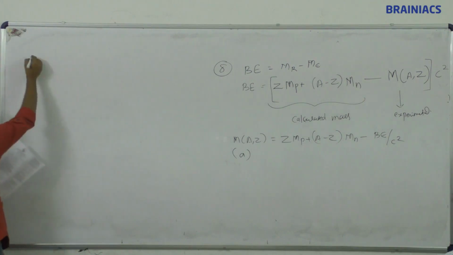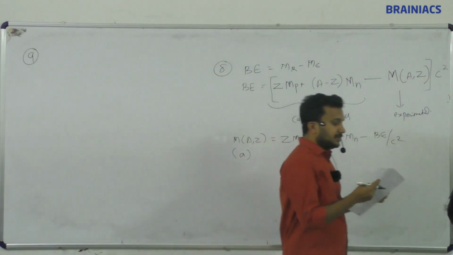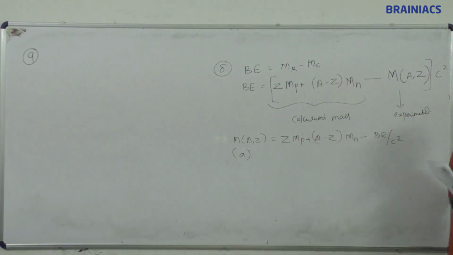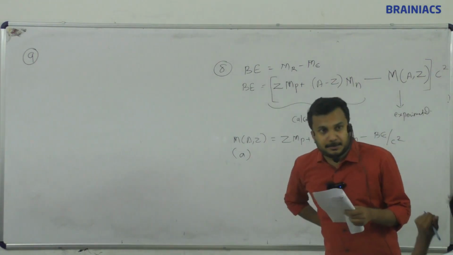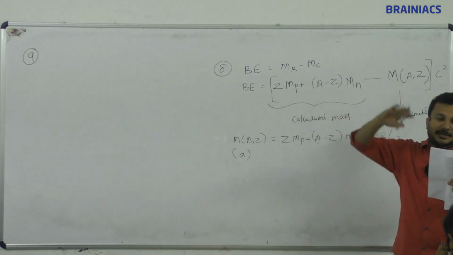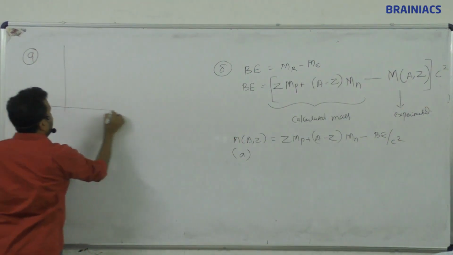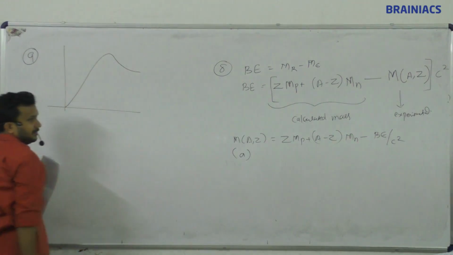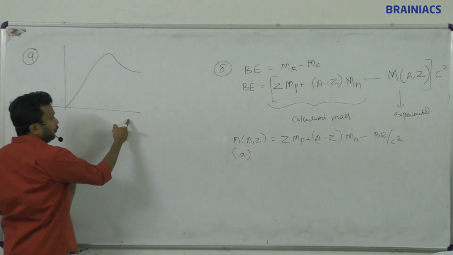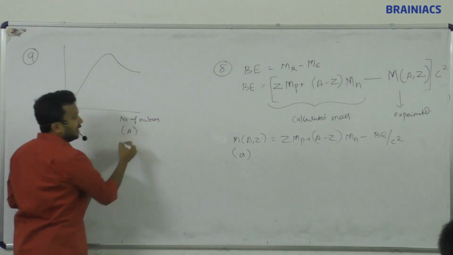Ninth question. How does the binding energy per nucleon vary with the increase in the number of nucleons? What is the structure of the graph? It first increases and then decreases with mass number. This is the graph, right? Here we can write number of nucleons, or in some textbooks, mass number.